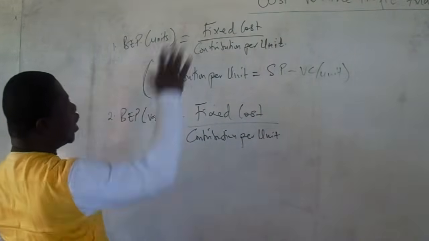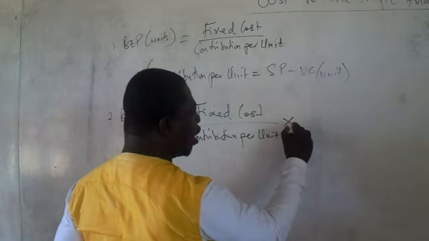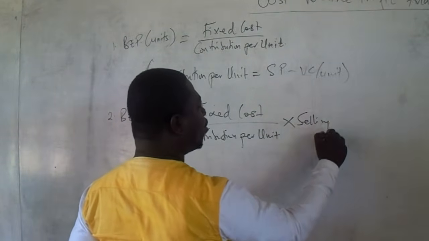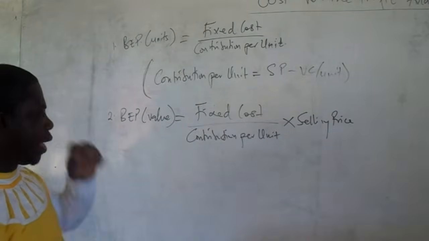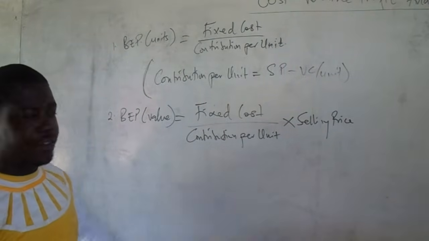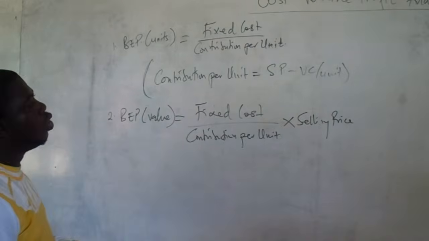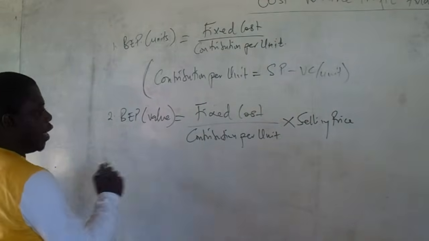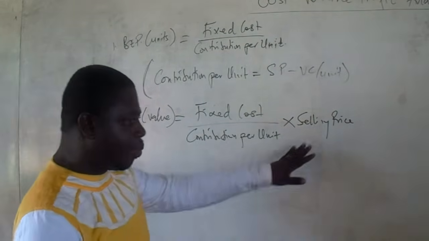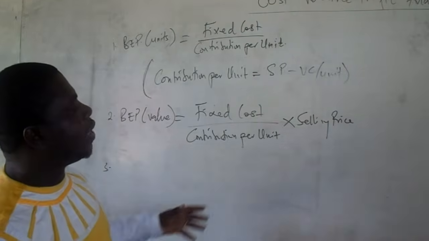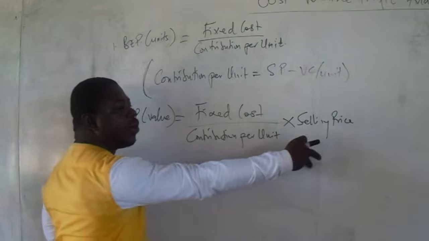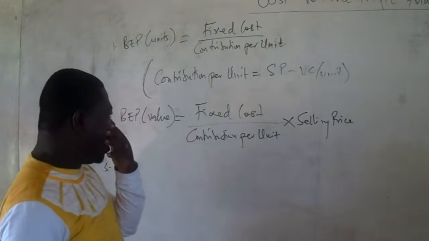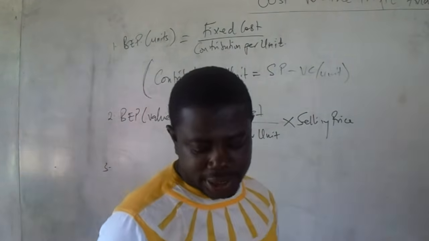The same as your break-even point in units. This time around, you multiply by the selling price of the product. And that is how you get your break-even point in value. Now, to get a break-even point in value, you need the selling price like I said. And then you can just quote this formula as break-even point in units multiplied by your selling price. And that will still give you that.